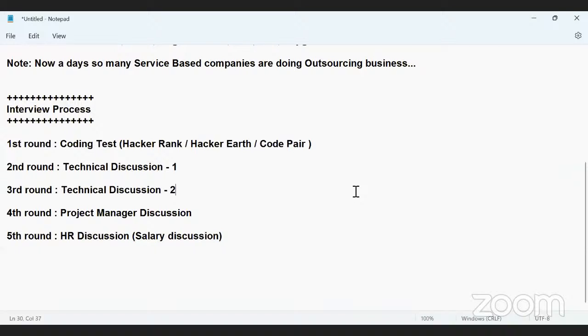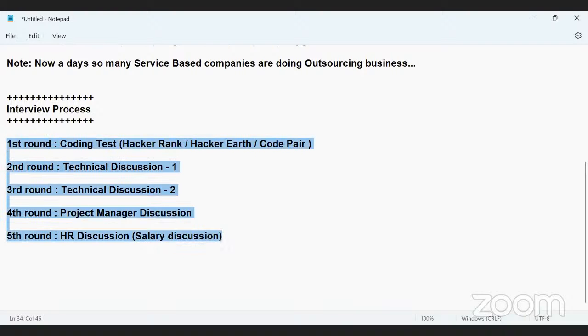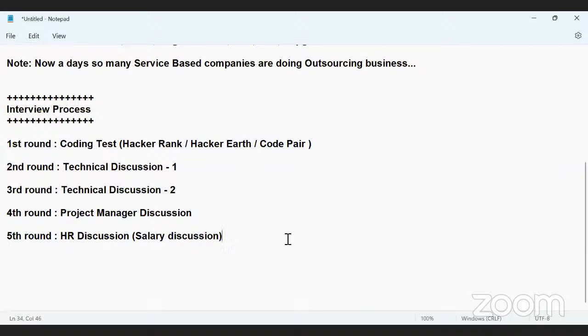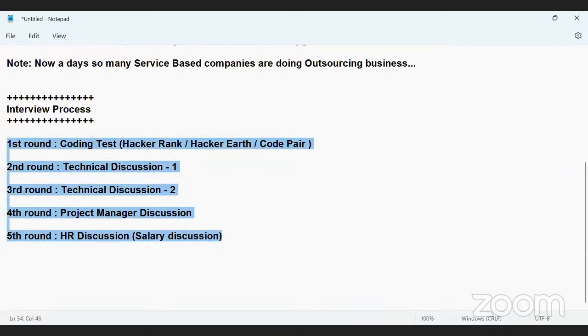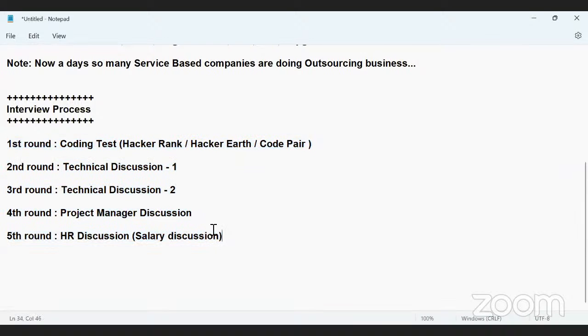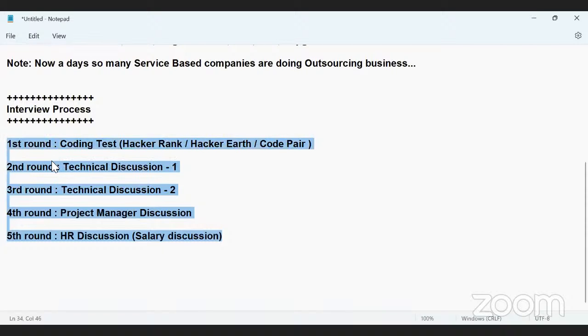In some companies, the second round may be available and may not be available. Sometimes it becomes optional. In a few companies, they will conduct 2 technical rounds. Sir, is this the standard pattern for all the companies? No. Company to company, the interview process is going to change.